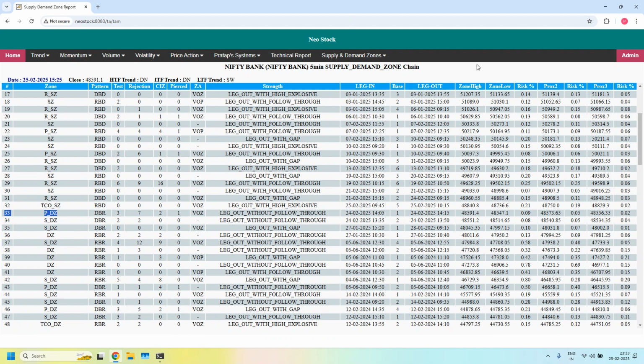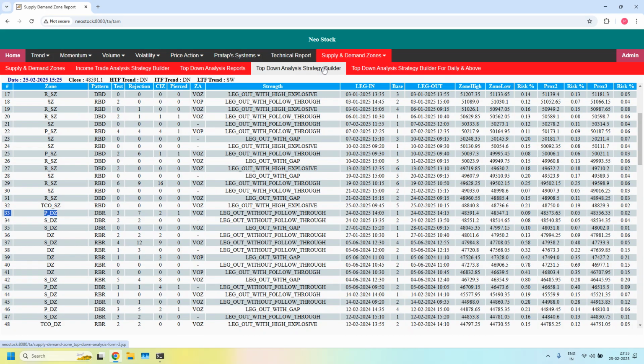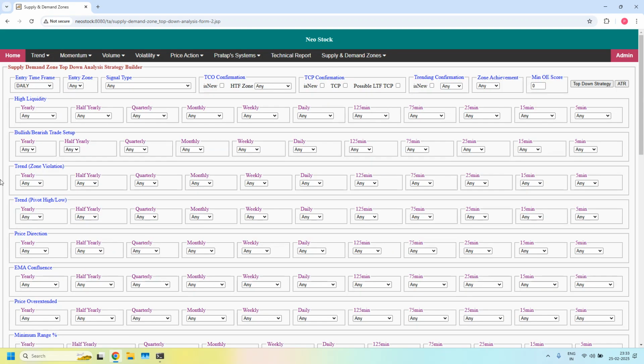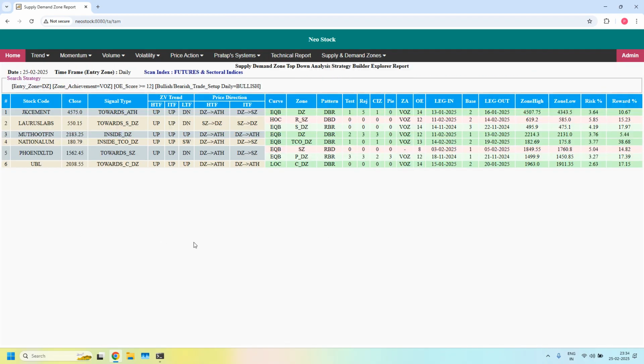Next we will generate bullish and bearish trade setups for monthly, weekly, daily and hourly income trades. Let me start with monthly income trade bullish trade setup. Entry time frame daily, entry zone demand zone, bullish or bearish trade setup at daily I am selecting bullish. And zone achievement violated opposing zone, minimum odd enhances score 12. With these filters, we got 6 stocks.